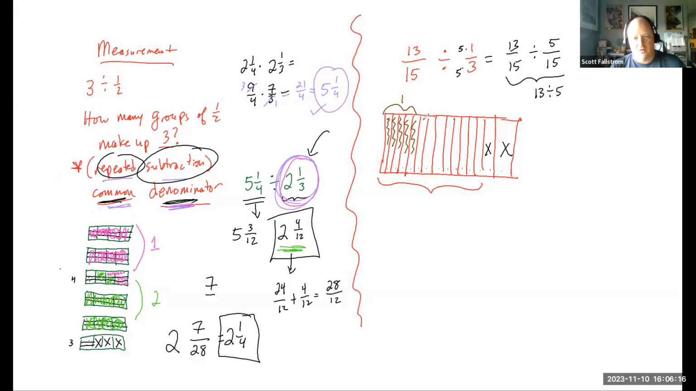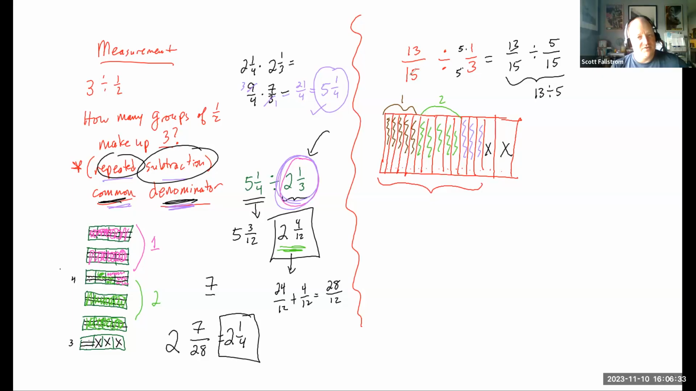I'll do green. 1, 2, 3, 4, 5. Okay, here's the next one. That's the second group. Now, what remains? Let me do like a purple. Okay, 1, 2, 3. And you say, I've got 3 pieces left.